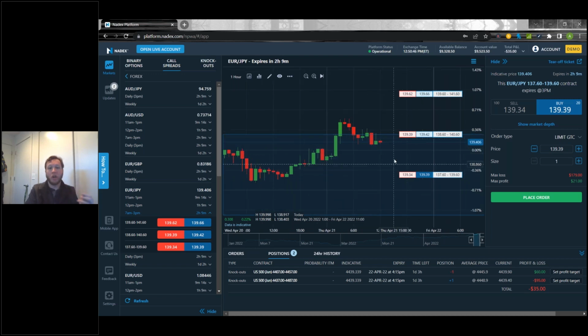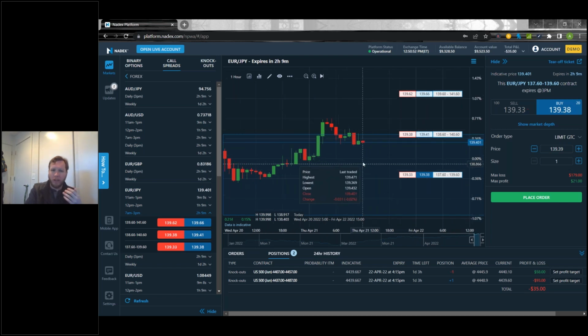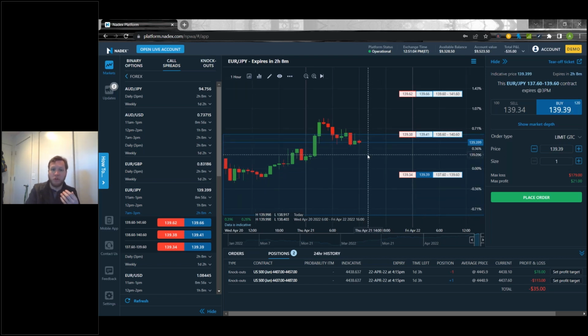So we were talking about how on the knockout contracts, you really wouldn't want to get into a buy side contract here, right? Because if it goes up here, you're knocked out. You only have a little bit of profit room to make, and if it goes all the way down, you have a lot more losses that you can potentially incur. Similar thing is true for the call spreads.